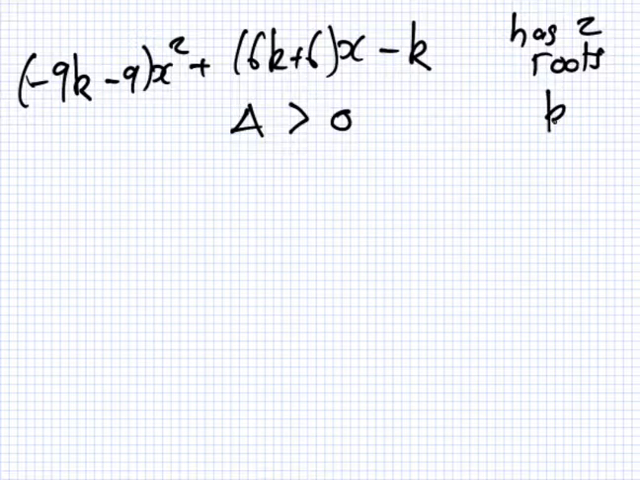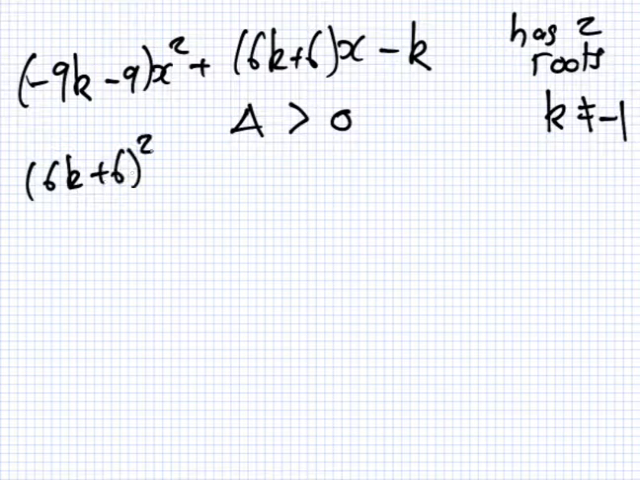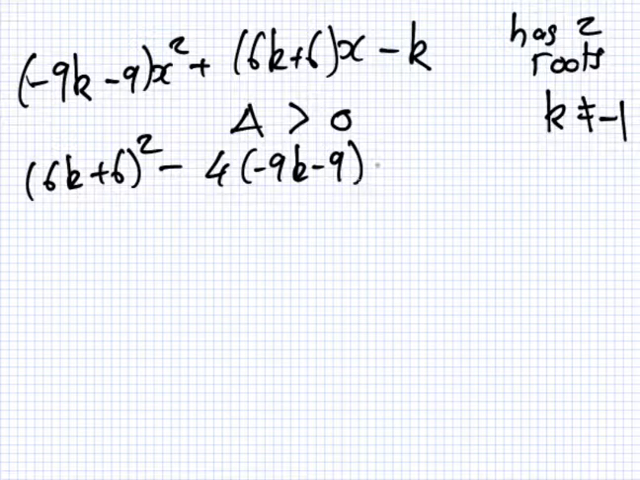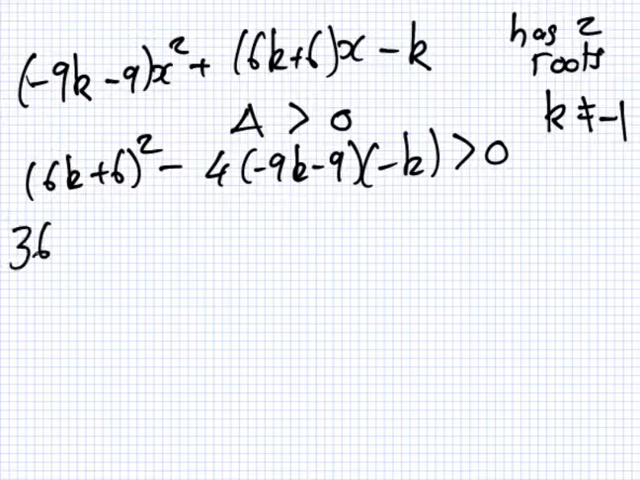Alright. So if it has only 1 root, what do we know about this? It should equal 0. Okay, let's try and find the k. So b squared minus 4ac should equal 0.